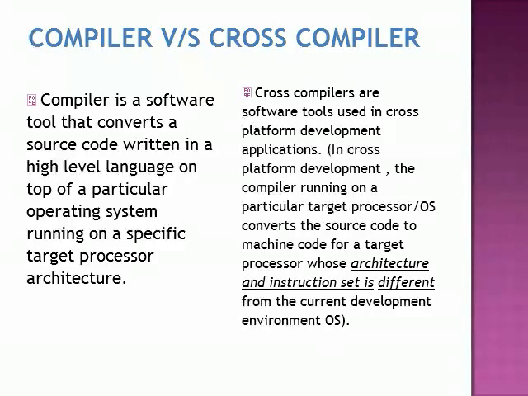So next is the cross compiler. We will see about the cross compiler. A cross compiler is again a software tool used in cross platform development applications. A cross compiler is a compiler capable of creating executable code for a platform other than the one on which the compiler is running. For example, the microcontroller of an embedded system, because those systems contain no operating system.